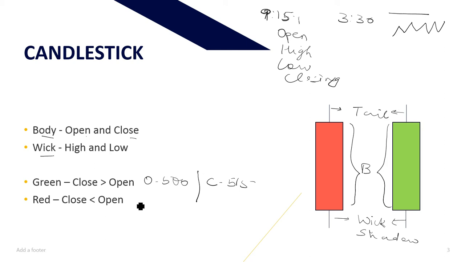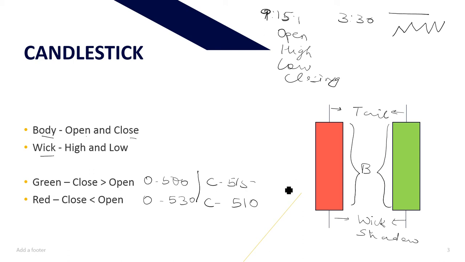A red candle will be formed when closing price is less than the opening price. It means the price opened higher, say 530 rupees, and it closed lower than the opening, that is 510 rupees. We are just taking assumptions for understanding. So this is all about green candle and a red candle. Green candle represents positivity, red candle represents weakness or bearishness or negativity.